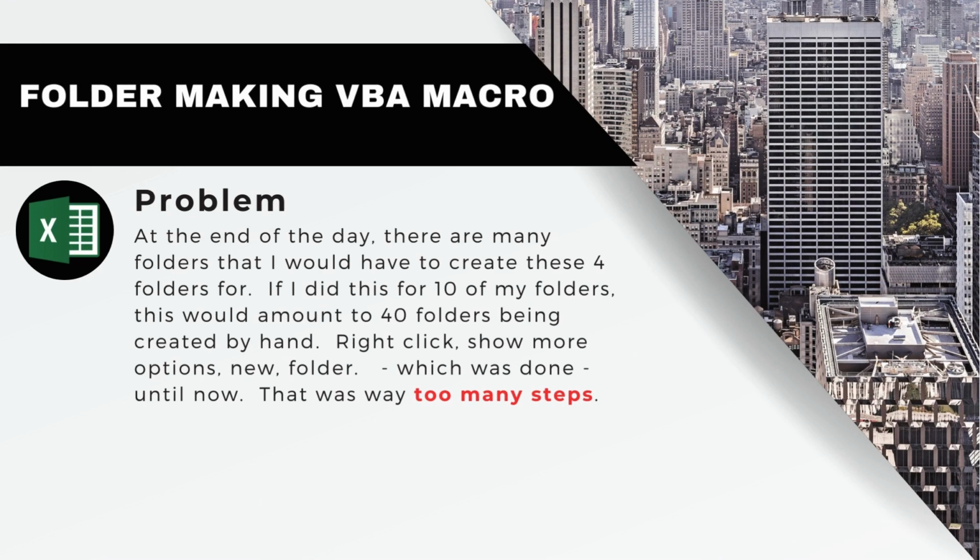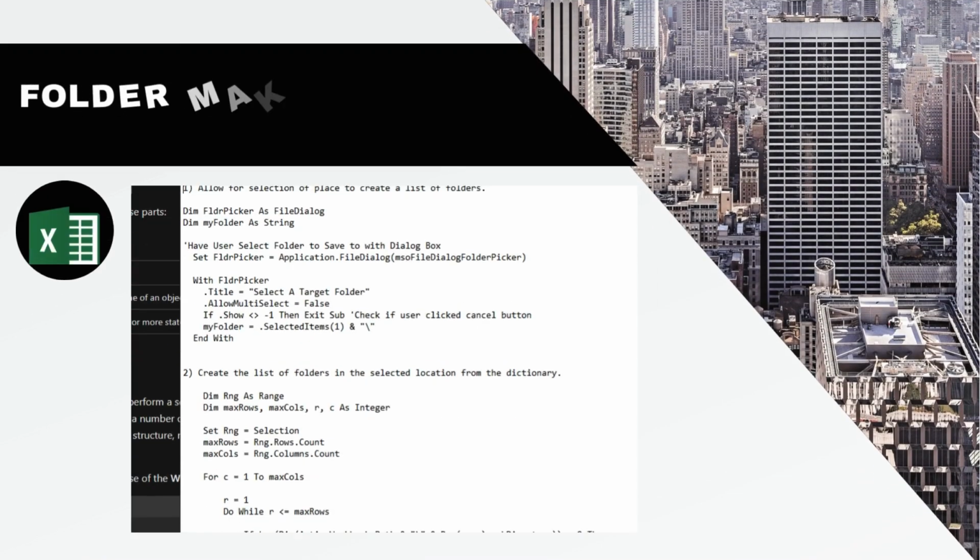So the problem was at the end of the day, there are many folders that I would have to create for these 4 folders. If I did this for 10 of my folders, this would amount to 40 folders being created by hand. Right click, show more options, new folder. This was done up until now. This was way too many steps. It was a problem. So I had to come up with a solution.